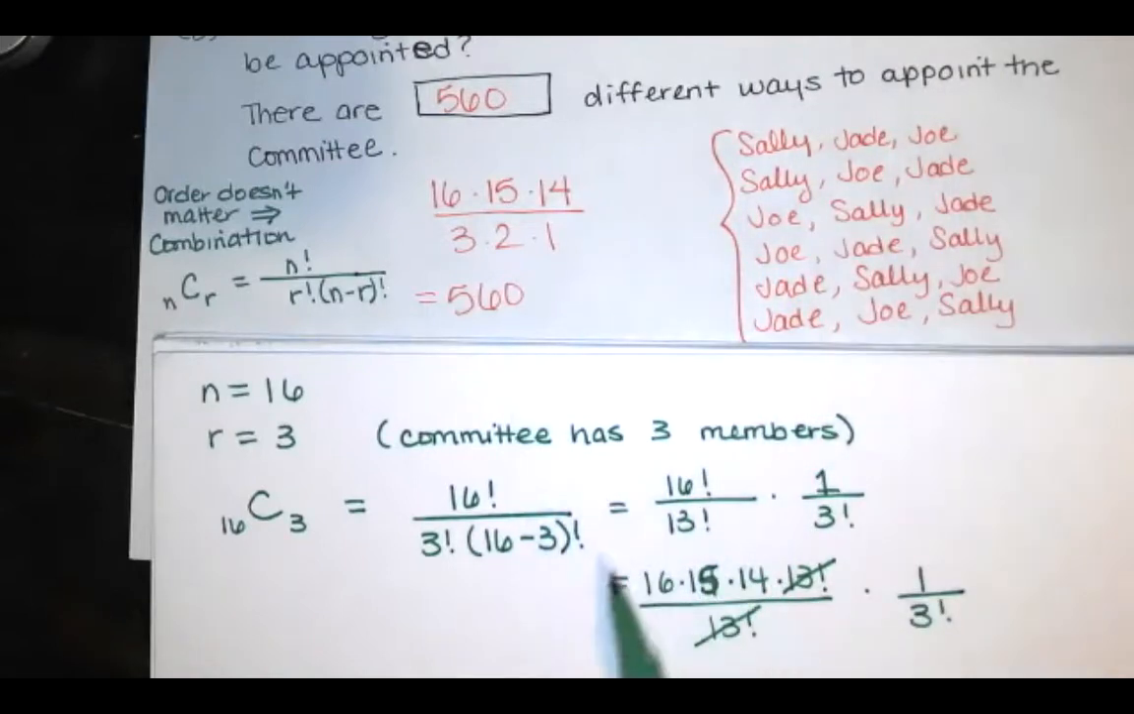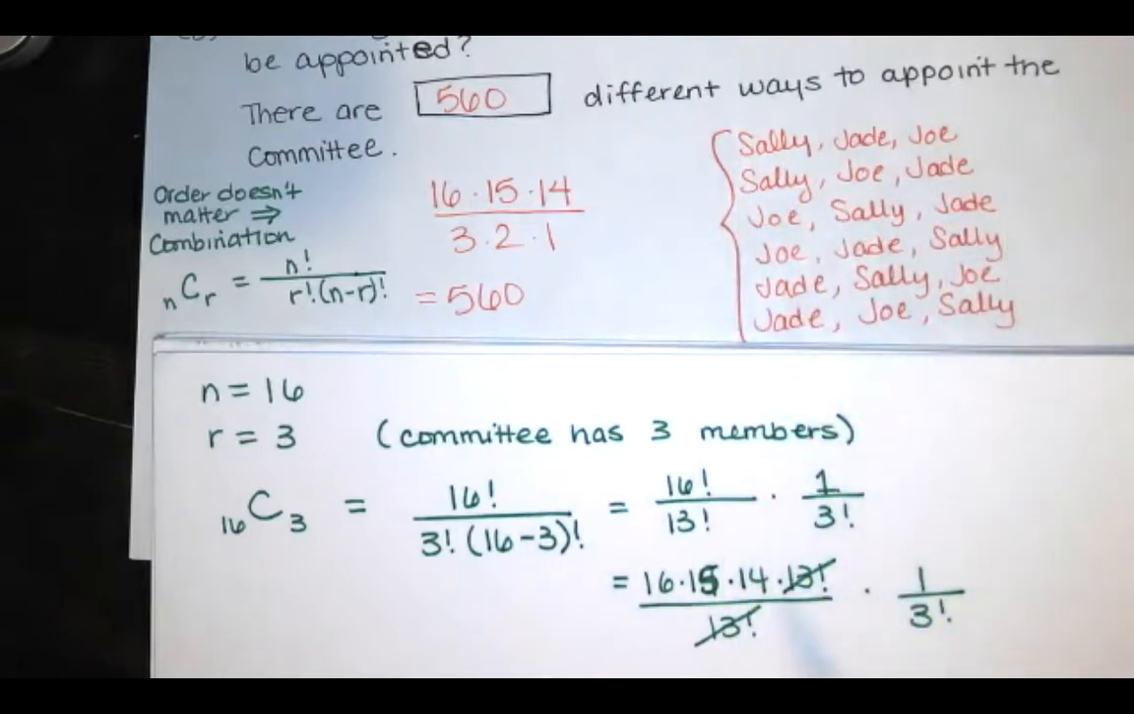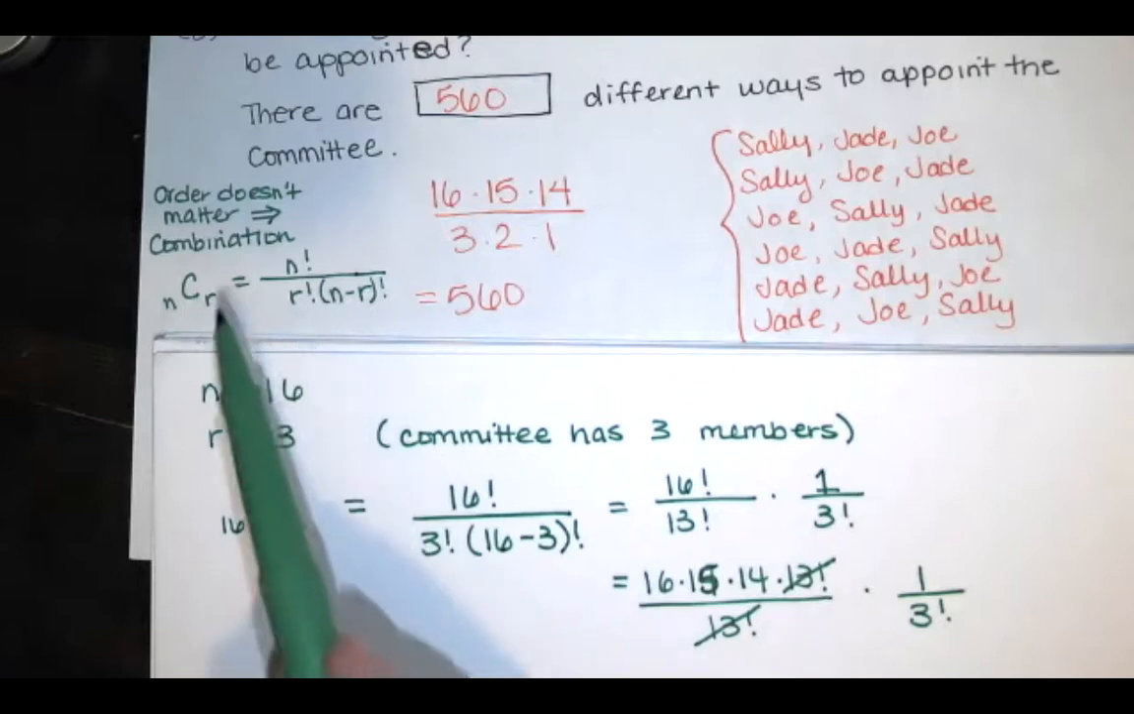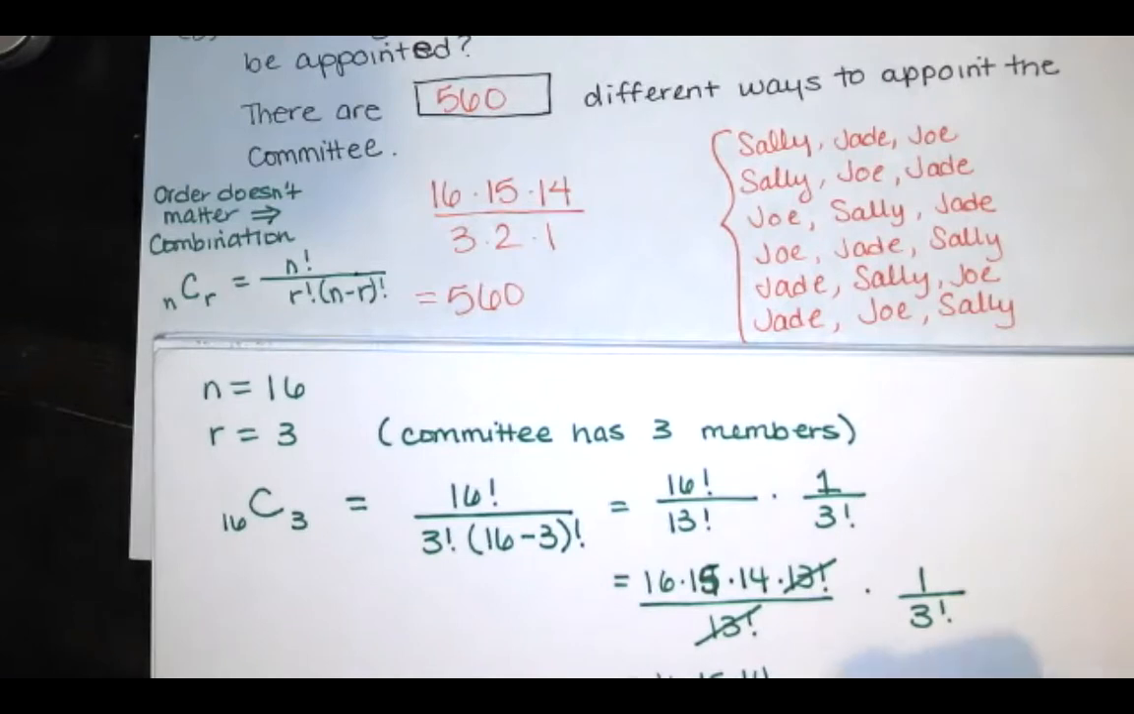So when we took order into account when we didn't want to, we accidentally counted that committee of Sally, Jade, and Joe 6 times when we only wanted to count it once. So instead of counting it 6 times, we divide by that 3 factorial, and that 3 factorial is the r factorial in the formula for combinations. So we've got 16 times 15 times 14 over 3 times 2 times 1, and that simplified to 560.